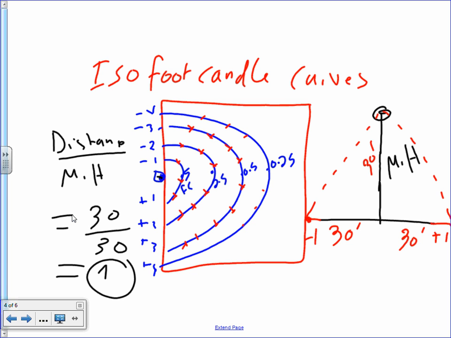Cool. Can I have a thumbs up? We understand what an isofoot candle curve is. Yes, no? Okay, it's not Monday, guys. We can't blame Monday on that. Okay, so that's the isofoot candle curve that you guys are going to be dealing with.